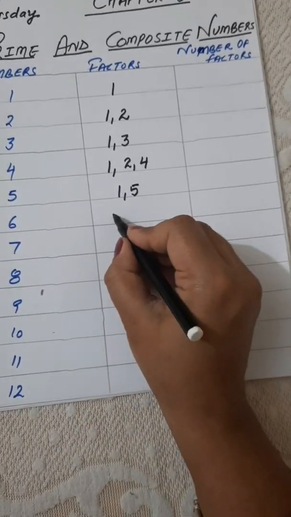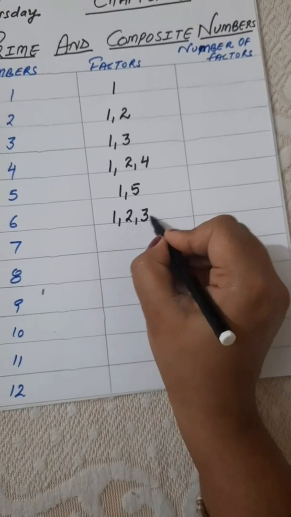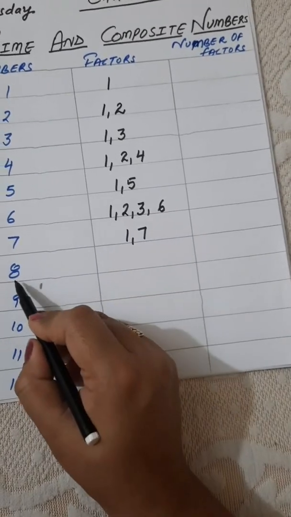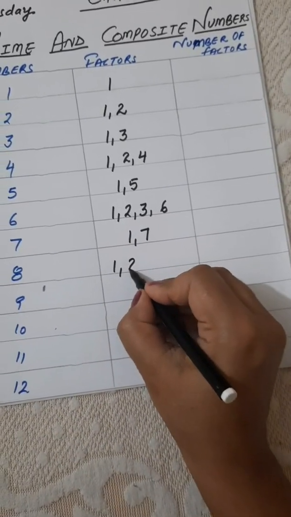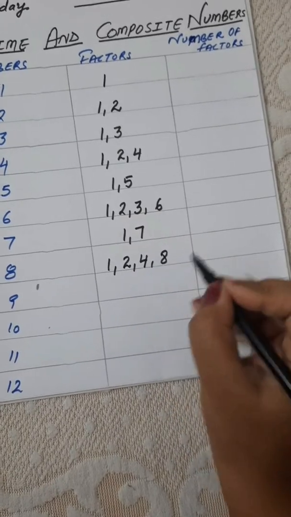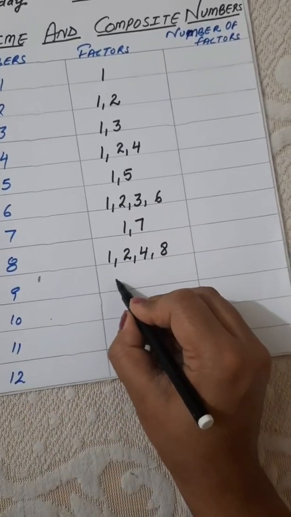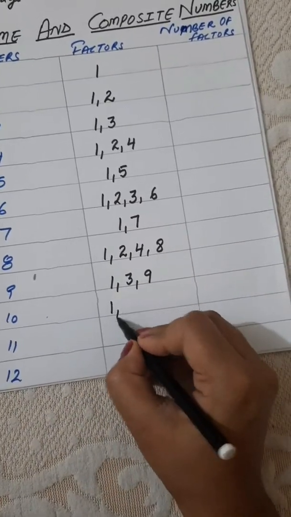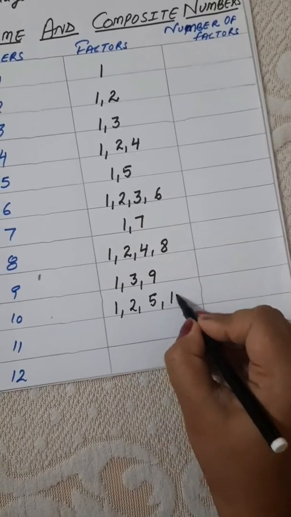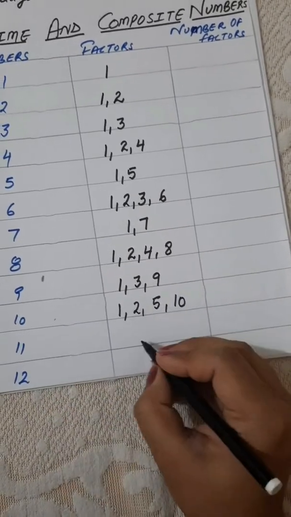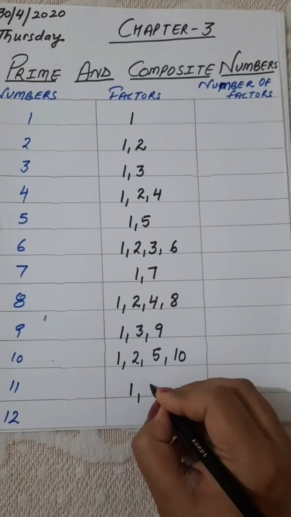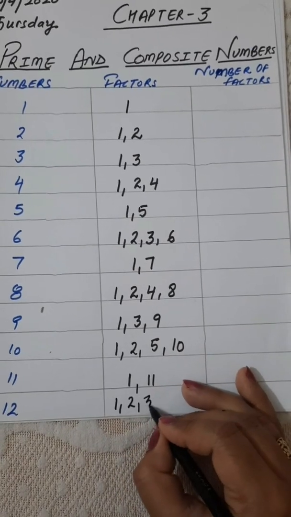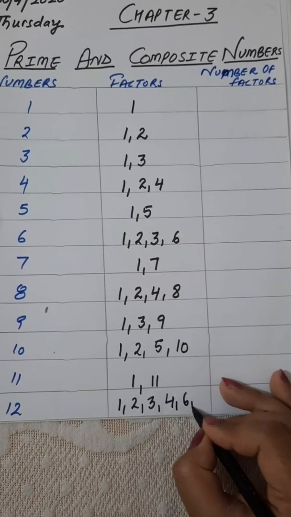The next is 6, factors of 6 are 1, 2, 3 and 6 itself. Then we have 7, 1, 7. 8, factors of 8 are 1, 2, 4 and 8 itself. Then we have 9, factors of 9 are 1, 3, 9. Then we have 10, factors of 10 are 1, 2, 5 and the number itself, that is 10. Then 11, 1, then number itself 11. Then we have 12, factors of 12 are 1, 2, 3, 4, 6, then 12.